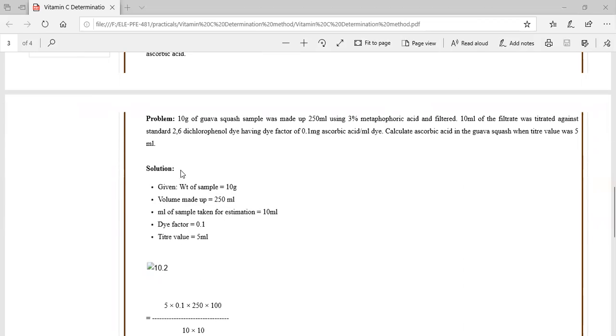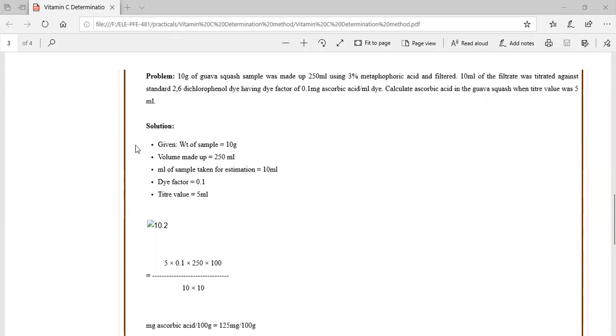Suppose an example is given: 10 gram of GABA squash sample was made up to 250 ml using 3% metaphosphoric acid, and it is filtered. 10 ml of the filtrate was titrated against the standard 2,6-dichlorophenol indophenol dye, which has a dye factor of 0.1 milligram ascorbic acid per ml of the dye. Calculate the ascorbic acid in the given GABA squash, whose titer value was 5 ml.